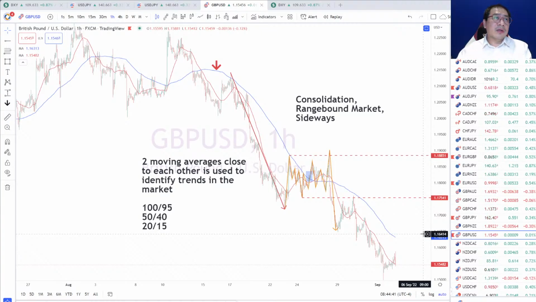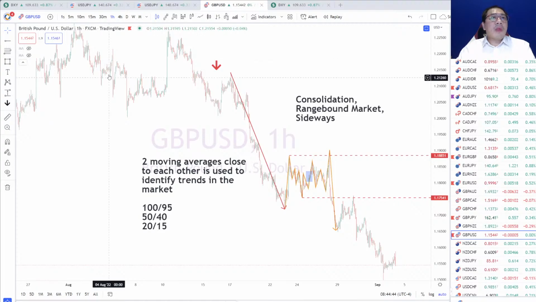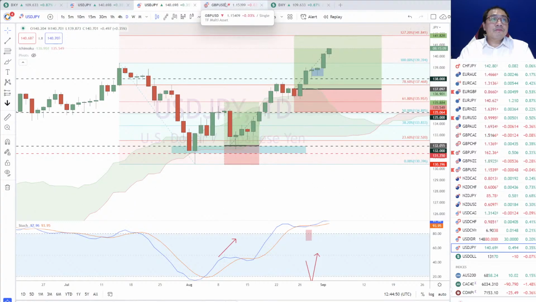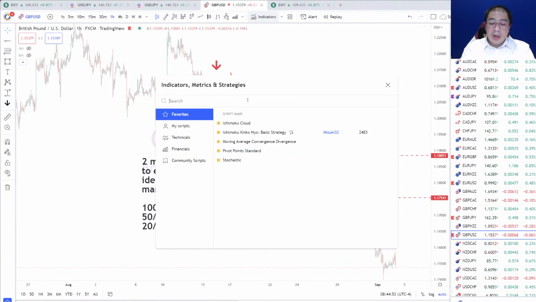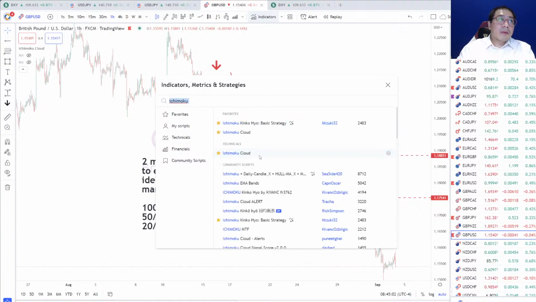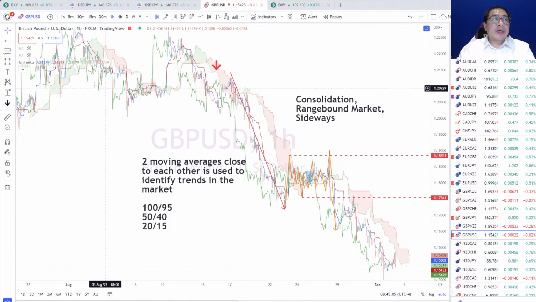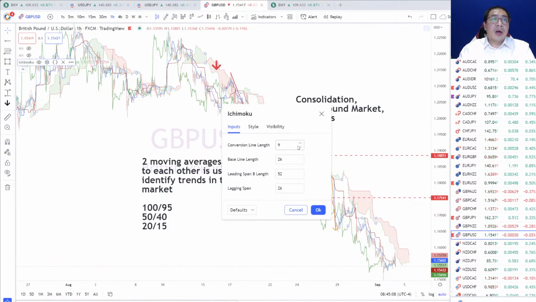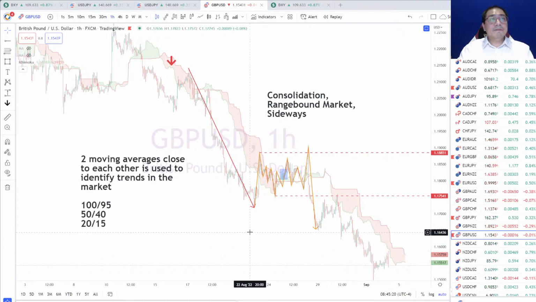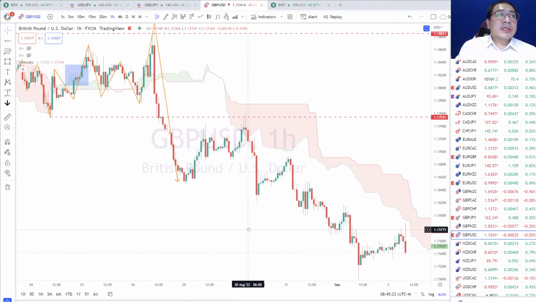You know why? Because I've got other tools than moving averages. A lot of you guys know what that tool is, and that tool is the Ichimoku cloud. So I'm actually going to add it here. We are going to talk about this later on, but let me give you a brief explanation of the Ichimoku cloud. We are going to hide the baseline, we're going to hide the conversion line, we're going to hide the lagging span, which is the Chikou. We are going to use this, and as simple as that. Okay, so the logic is simple.